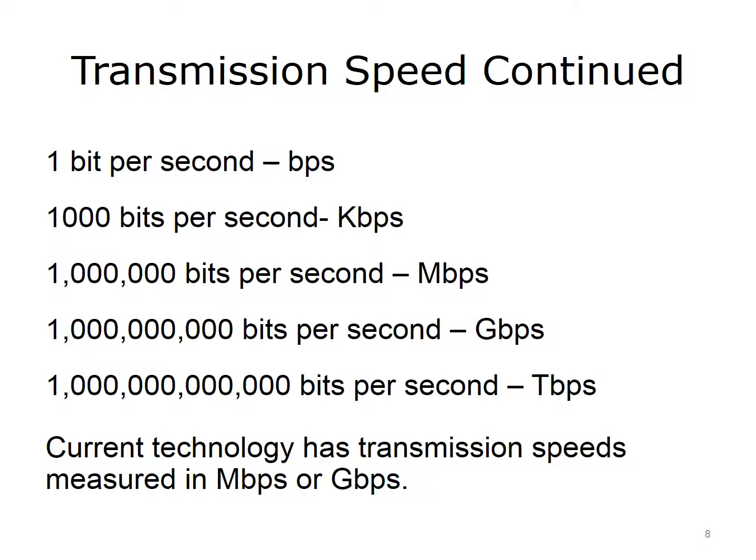Chart for BPS. 1 bit per second, bps. 1,000 bits per second, kbps. 1 million bits per second, Mbps. 1 billion bits per second, Gbps. 1 trillion bits per second, Tbps. Current technology has transmission speeds measured in Mbps or Gbps.